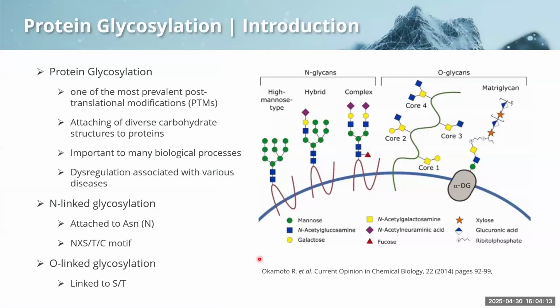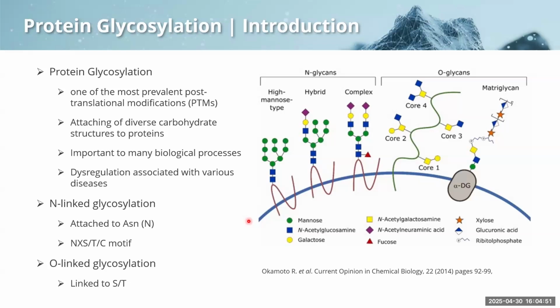To start off, for a general introduction: protein glycosylation is one of the most common post-translational modifications in proteins, and it refers to the attaching of sugar molecules to amino acid side chains on proteins. These structures are quite diverse. They're built up of monosaccharide units that can take on different branching structures. They are very important to many protein structures and biological processes, and dysregulation is associated with various diseases.